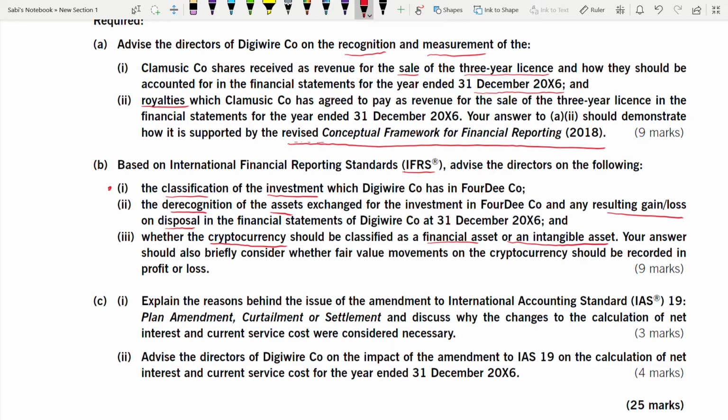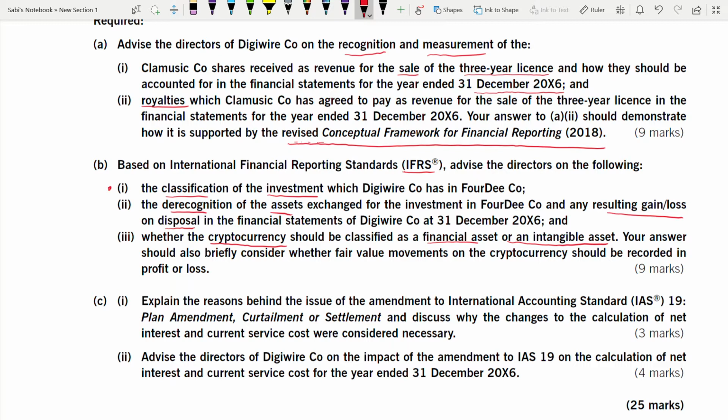You should clearly know what is financial asset and the features of it, how to classify something as a financial asset, and also intangible asset. You have to know the features, the properties of intangible asset, financial asset, the differences between these two, and you have to see under which cryptocurrency will fall. That's how you learn.